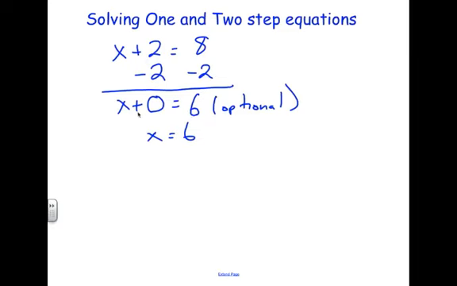You do not need to write in x plus 0. The more you do this, the faster it'll become, and you just really don't need that, and you'll skip right to this step, and that's fine. So that's our first equation. We just solved it. X equals 6.